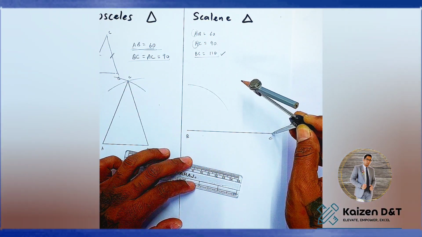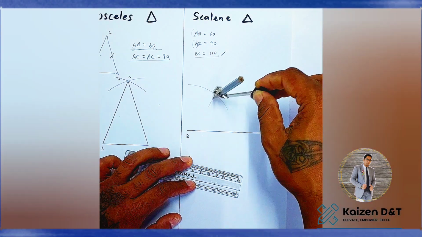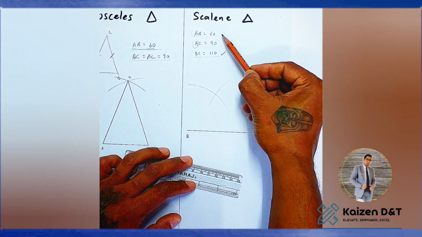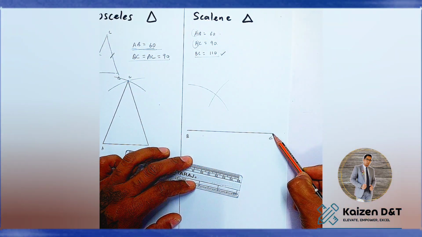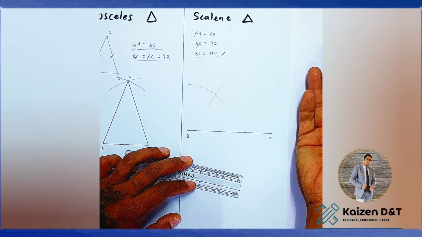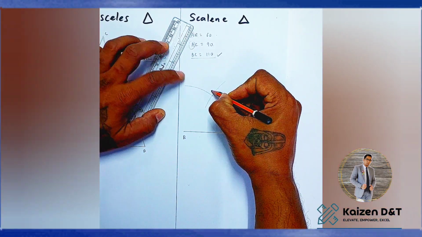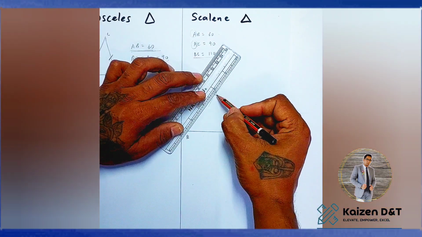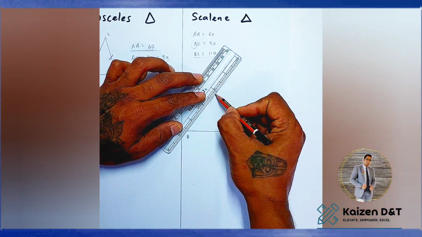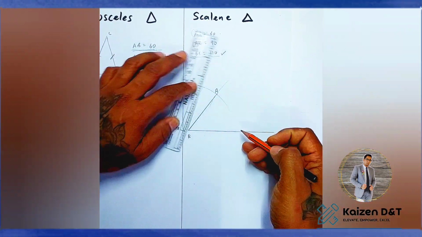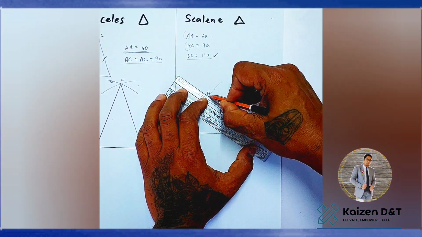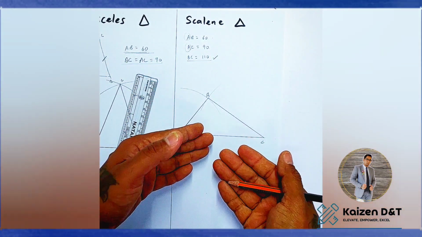I'm going to place my compass on point C and then draw another arc. So the distance between B and this arc is 60, and the distance from C and this arc is 90. Now, since they intersect at this point, this is called point A. And what we do is that we are going to join these like this. So this is our scalene triangle.